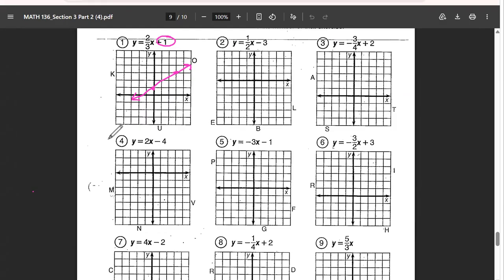Then I do exactly the same thing for this one, but this time it says a negative 3. So I'm going to go down 3. 1, 2, 3, put a point there. Then I'm going to go up 1 because it's a positive half. Up 1 over 2. 1, 2. And then draw my line through.